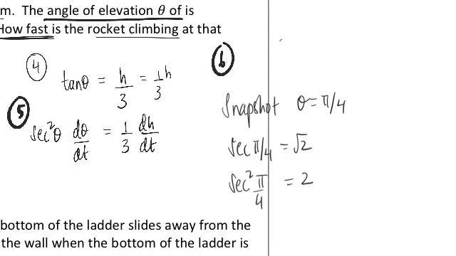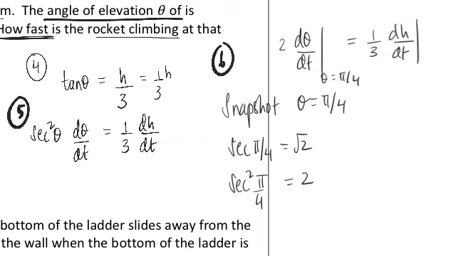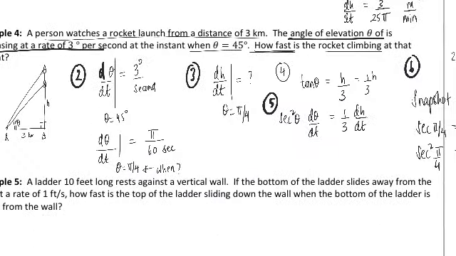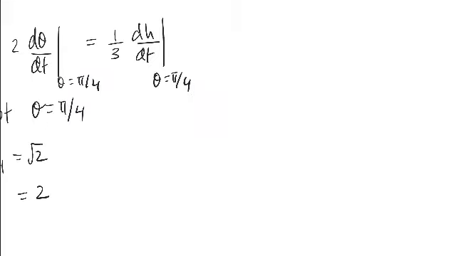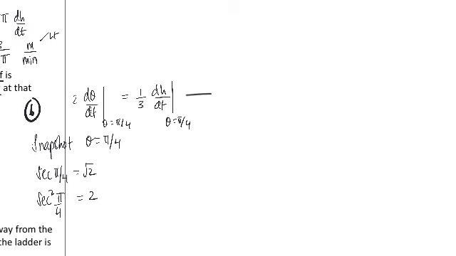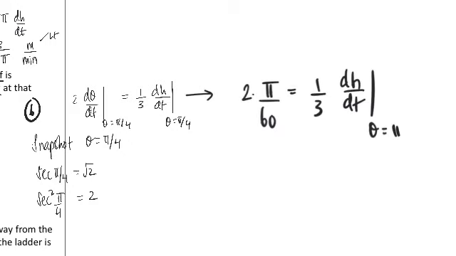And so 2 times d theta/dt when theta is equal to pi over 4 is equal to 1/3 dh/dt when theta is equal to pi over 4. d theta/dt when theta is equal to pi over 4 is given to us, and it's pi over 60 per second, right? So pi over 60 per second. So going in here, I have 2 times pi over 60 is equal to 1/3 dh/dt when theta is equal to pi over 4.